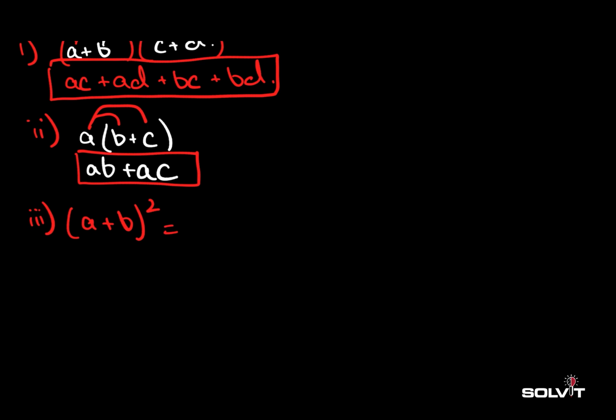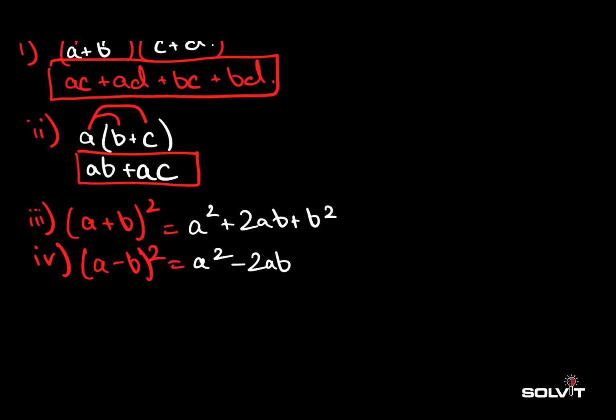So whenever a bracket is given and it has a whole square on it, how am I going to expand it? I'm just going to expand it as a square plus 2ab plus b square. That's all. Then if something similar is given but with a negative sign, that means (a minus b) whole square is given, I'm going to expand it as a square minus 2ab, because the bracket whole square had a minus between the two terms, and plus b square.